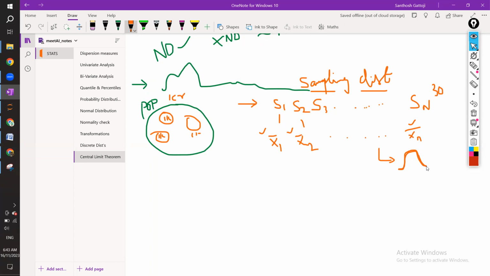Fine, and the mean of this sampling distribution, this is a set of means. What are these, guys? x1, x2, x3, all of these are means of the individual samples. Now the mean of these sample means, the mean of x1, x2, up to xn bar, will be almost the same as the population mean, which is mu. Okay, is it clear, guys?